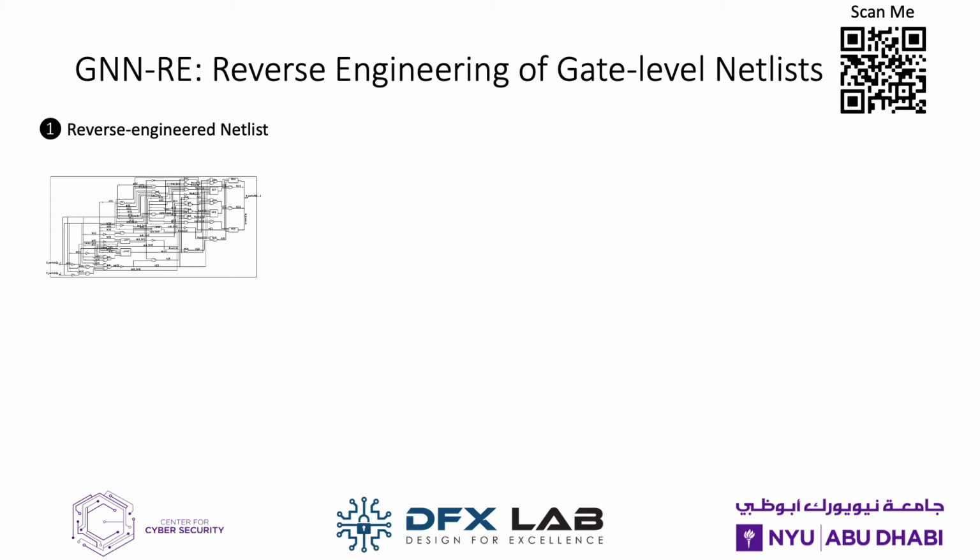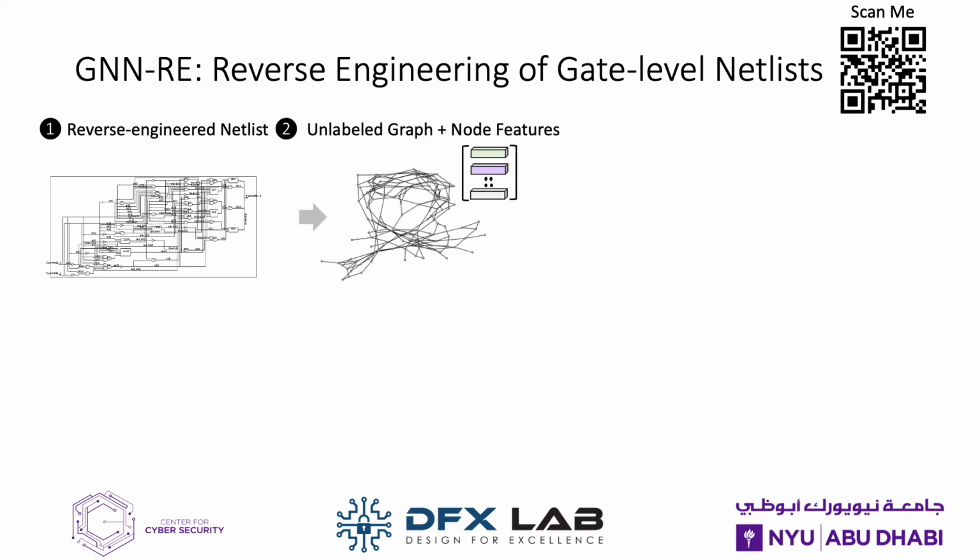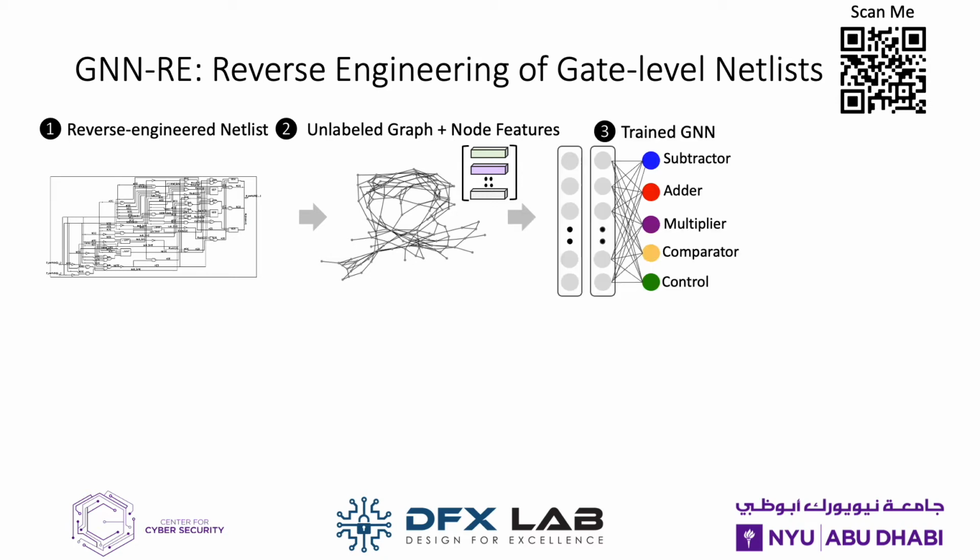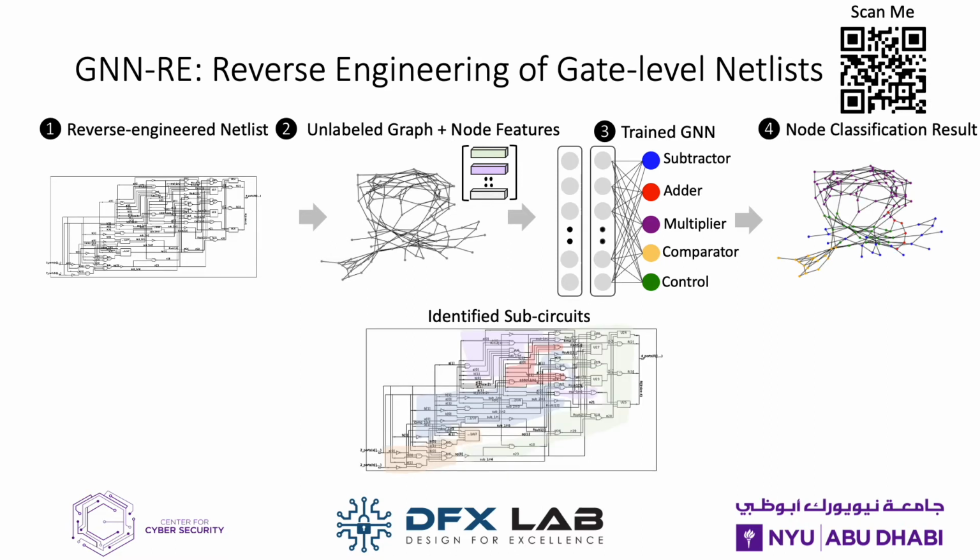So to get this information, we convert the netlist to a graph, and we extract a feature vector for each node in this graph. So basically, we extract features regarding the gates in the netlist, and this information will be fed to our GNN model that will tell us specifically which subcircuit each gate belongs to. So we will be able to identify the subcircuits that exist in this netlist. We'll be able to see the connections between them and figure out the design, the functionality of the design.